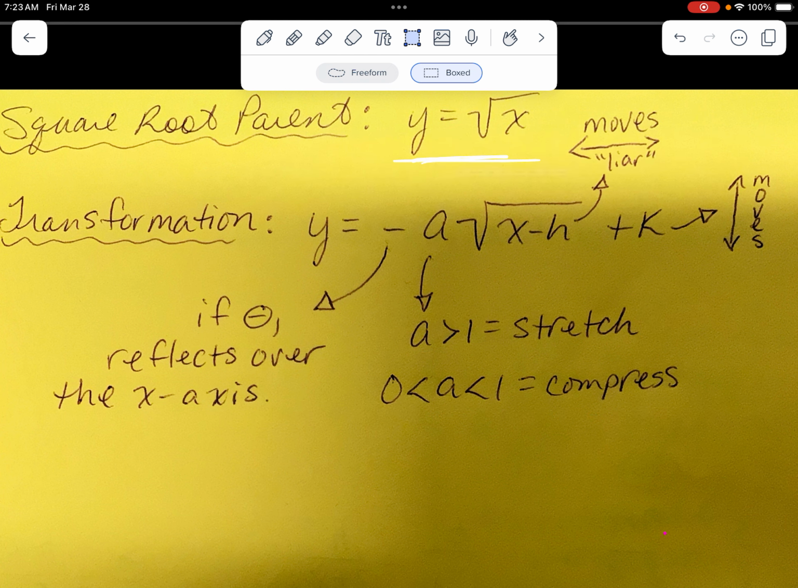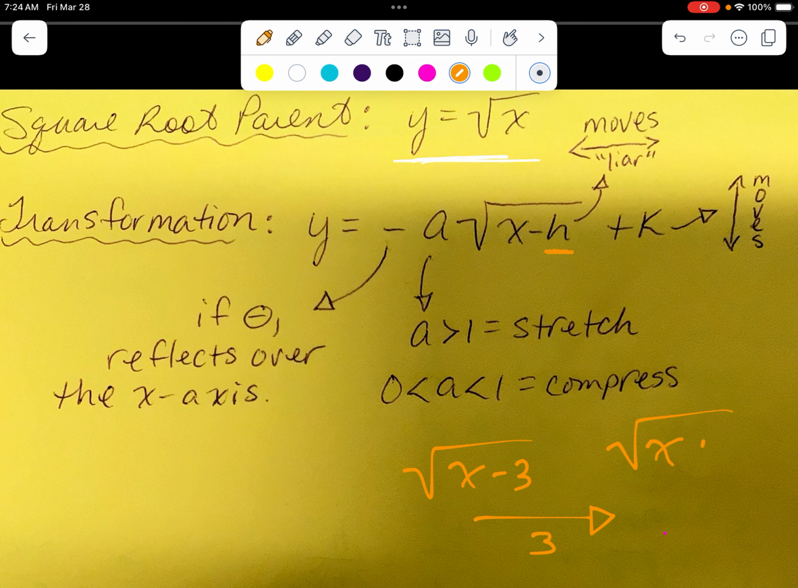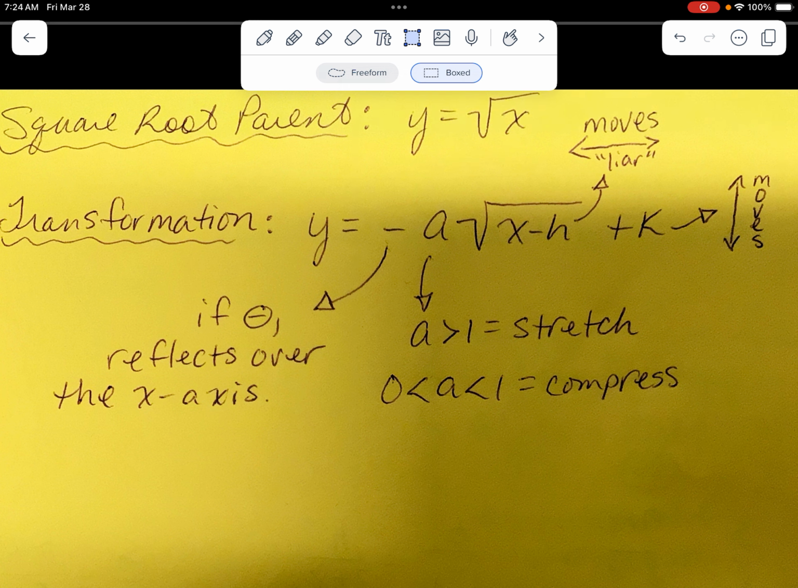What does the h do? Well, h is a liar. That means that whatever the value is in the parentheses, it's going to move in the opposite direction. So for example, if I have x minus 3, that means it's actually moving to the right 3. If I had the square root of x plus 5, that means it's actually moving 5 to the left. And so h is a horizontal movement, and it is a lying number. It goes in the opposite direction that it's telling you. And then k does what k does. So whatever k is here, it's going to move up or down.